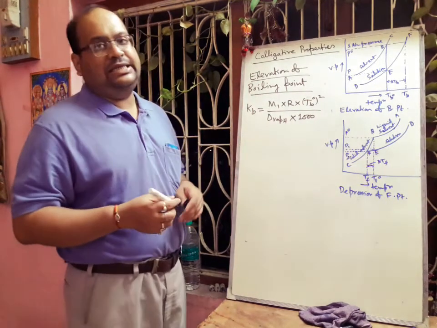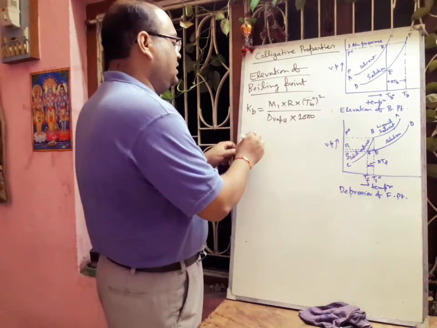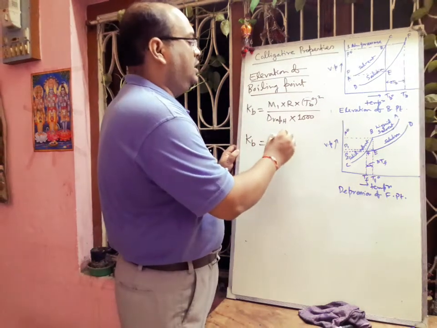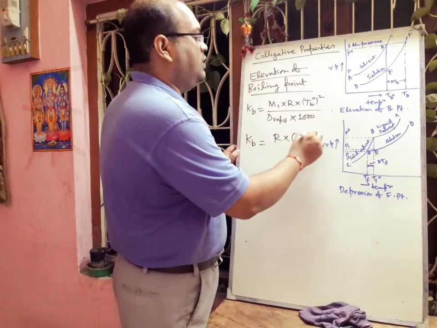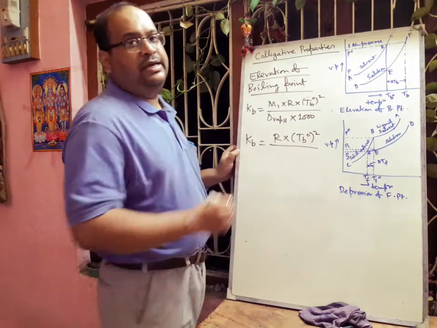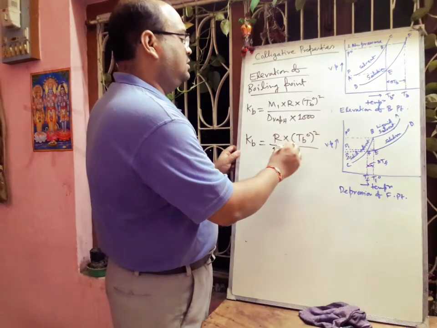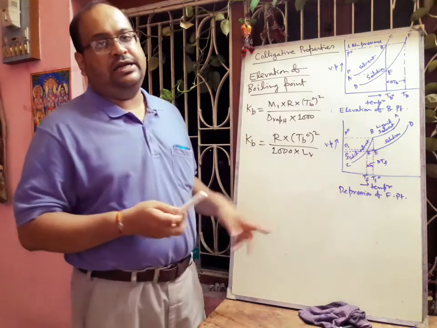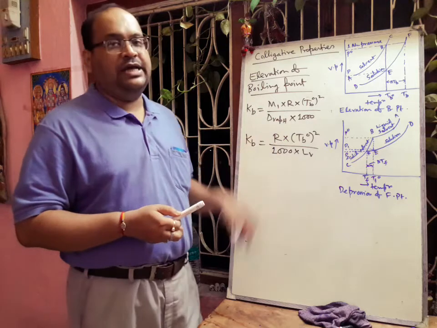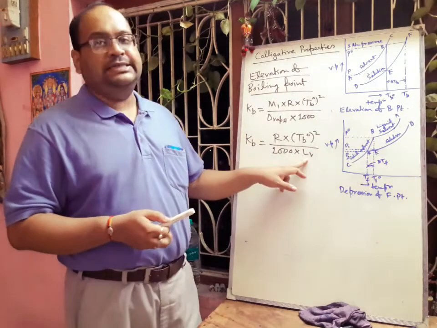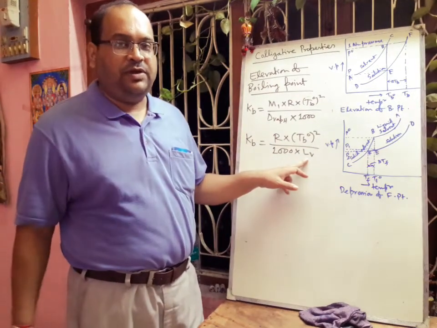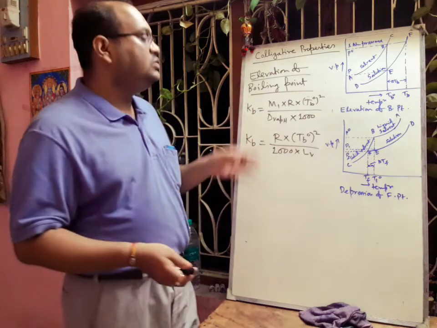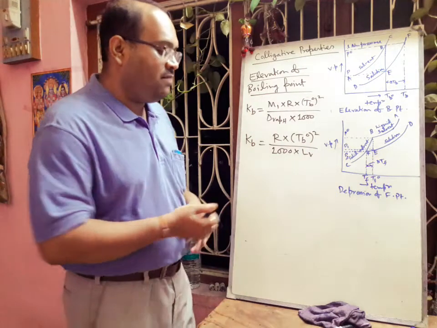And another relation is there, that is Kb is equal to R into TB0 square divided by 1000 into LV. Here R is the gas constant, TB0 is the boiling point of the solvent, and LV is the latent heat of vaporization of pure solvent per gram. So you have to remember these two relations. Numericals may come from these relations.